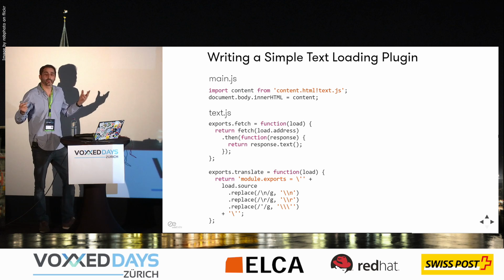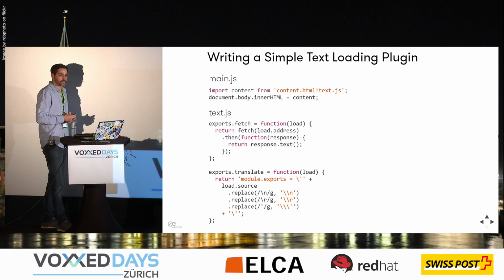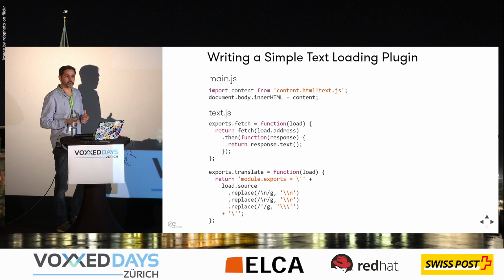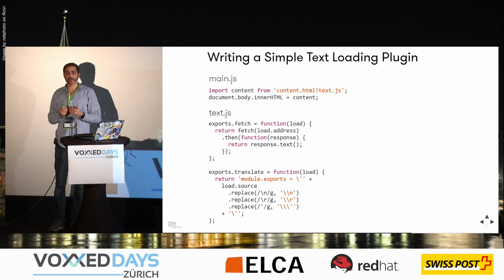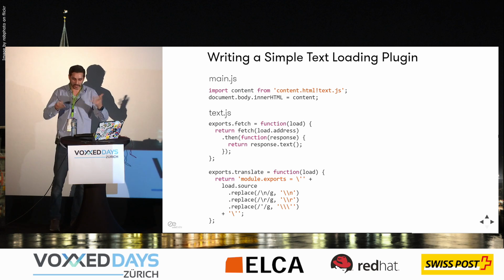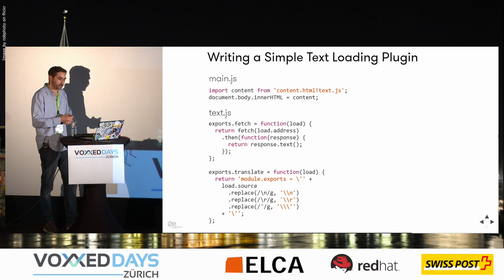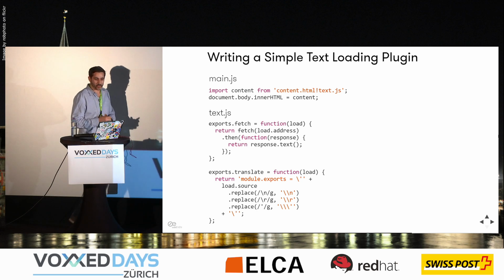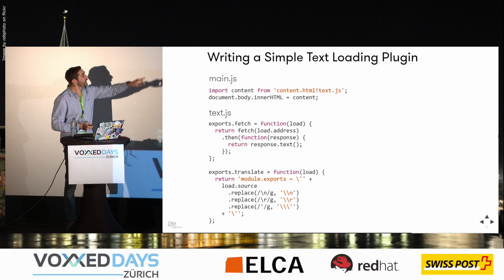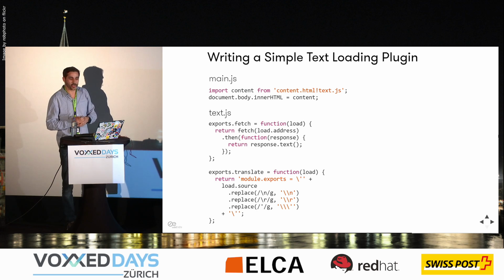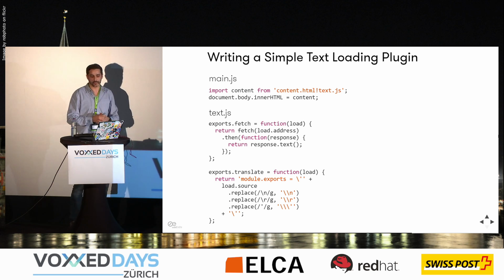So if you look at a simple plugin we can implement easily, this is a text plugin. With this text plugin, we can load text files or strings, text in any kind of files, using this text plugin as JavaScript modules. So here we say import content from content.html!text.js. So SystemJS will just recognize the exclamation mark and it will assume that text.js is the plugin that we want to use, the loader plugin that we want to use to load this text file.